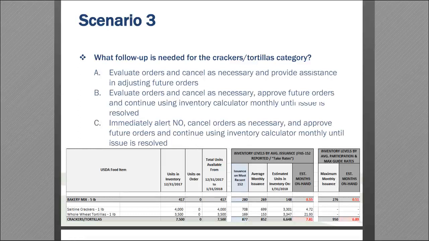Okay, again, it looks like most of you answered B, which is the correct answer. In this situation, crackers and tortillas are over 6 months, but not over 10 months. This is considered an extreme excess inventory level, and so answer B is correct.